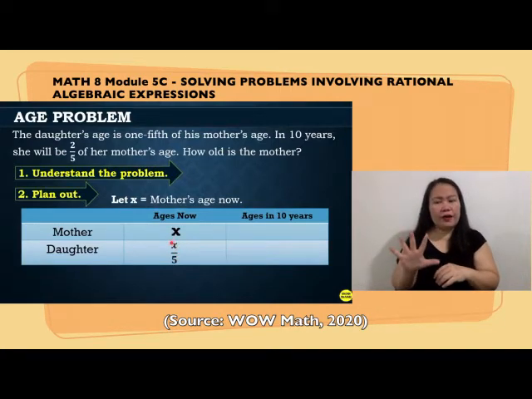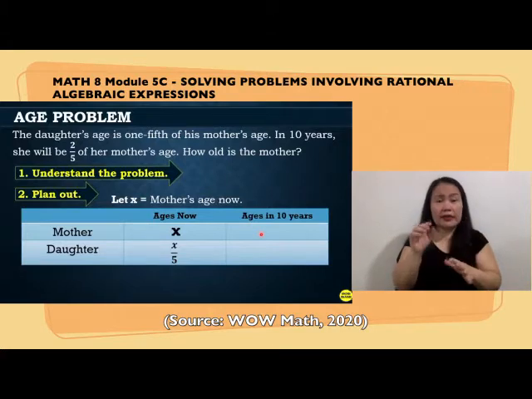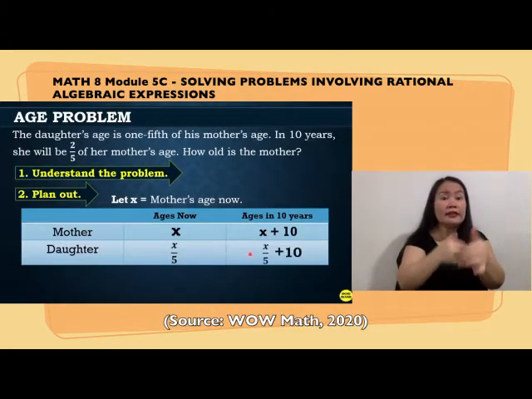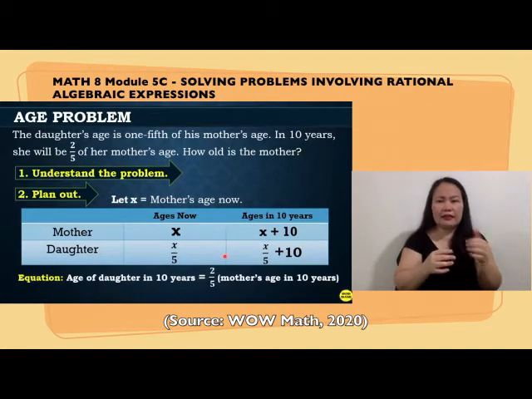Since 1/5 yung age ng daughter niya, so x over 5. Now, after 10 years, in 10 years, so ibig sabihin, magpa-plus 10 tayo dito. So, x plus 10, and then x over 5 plus 10. Okay, so what will be our equation?